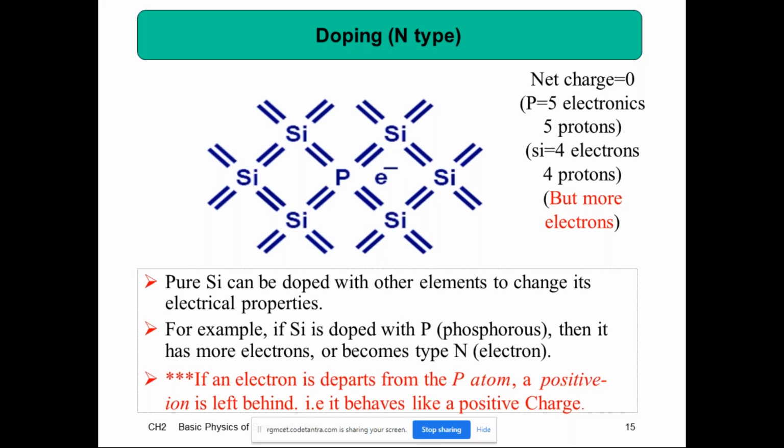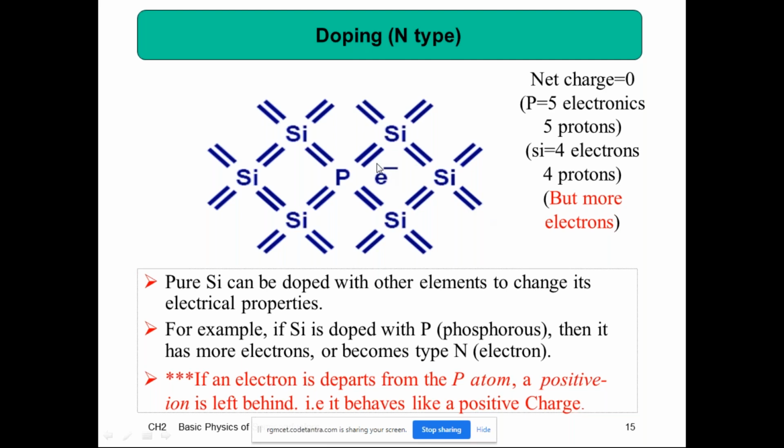How can you say net charge is equal to 0? Not only the phosphorus atom, observe in a crystal, in each atom the protons inside, positive charge, is equal to the outer electrons, negative charge. So the net charge is equal to 0. Similarly here, phosphorus also has number of protons equal to 5 and number of electrons also 5, so the net charge is equal to 0.